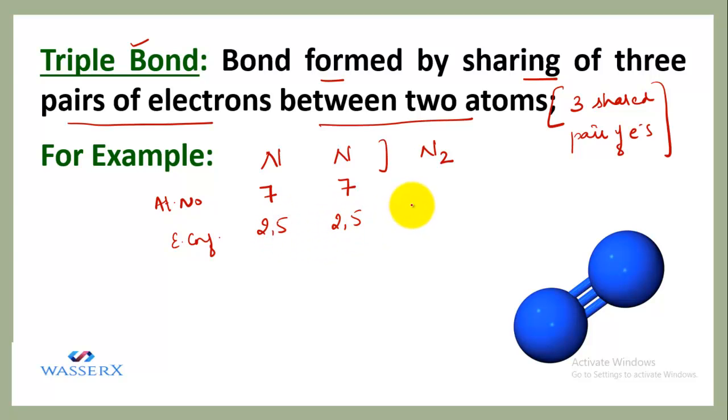Both of them need 3 more electrons in order to complete their octet. So they will contribute their 3 electrons and will form a molecule. So let's write the nitrogen and let's arrange these 5 electrons in such a way that the electrons they want to share are put in the middle in order to form a shared pair. So let's put it like this, 3 and 2. Similarly here, 3 and 2.